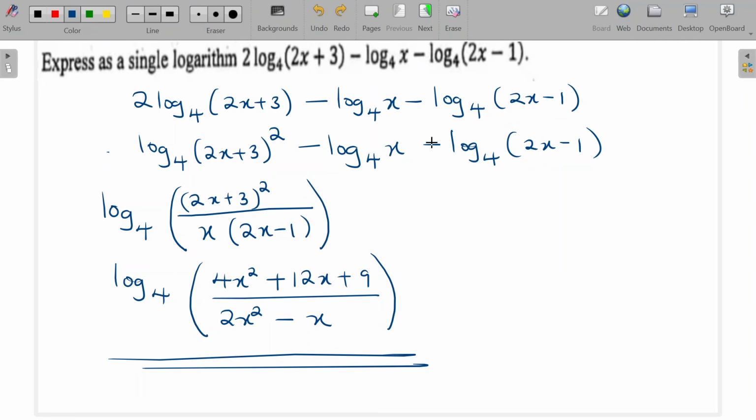Then it's minus log 4 of 2x minus 1, so you only get the 2x minus 1 and put it here. Then you just do the normal calculations of expanding. Even here you expand, and as a result you're going to have this answer which is here. You just leave it like this. Are we together?